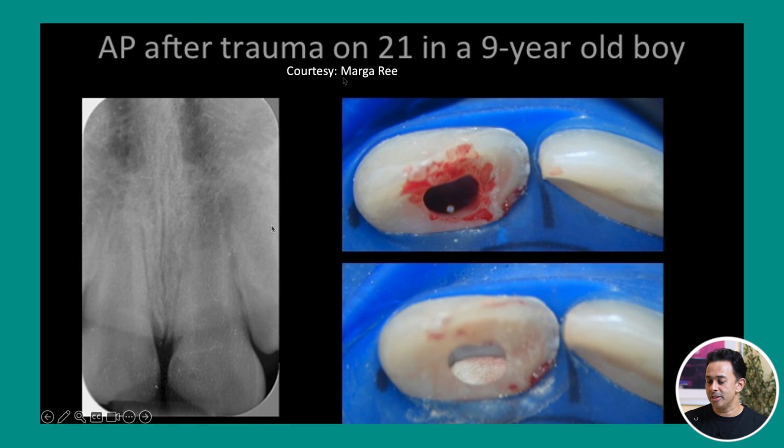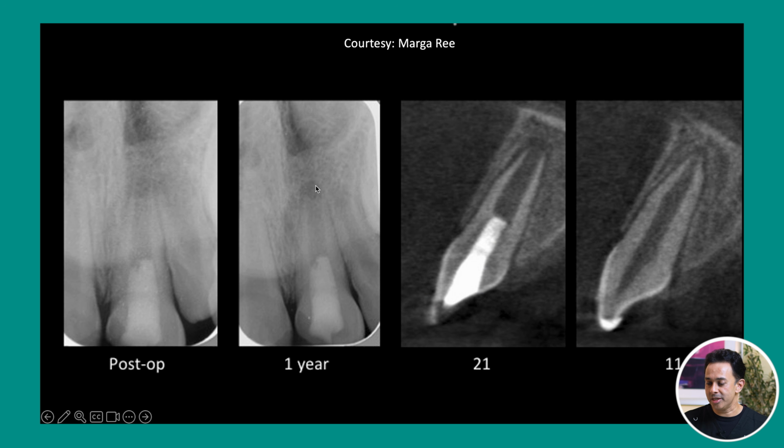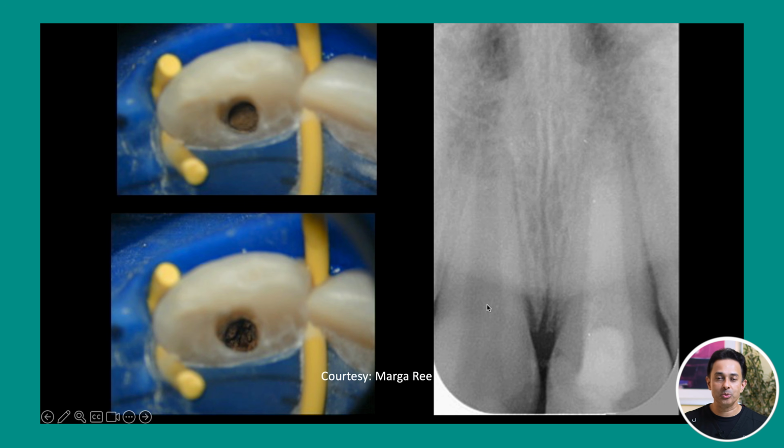And Marga is of the opinion that revascularization works, and she does have a lot of cases where it worked, but she also shows you a lot of cases where it didn't work. So cases like this, for example, there is trauma in a 9-year-old boy. You can see here bleeding induced, MTA placed, but 1 year later you can see nothing's happened. You can see the adjacent tooth, one is closed, whereas the tooth in which revascularization is attempted, it still has an open apex. So this is one example of a tooth which failed.